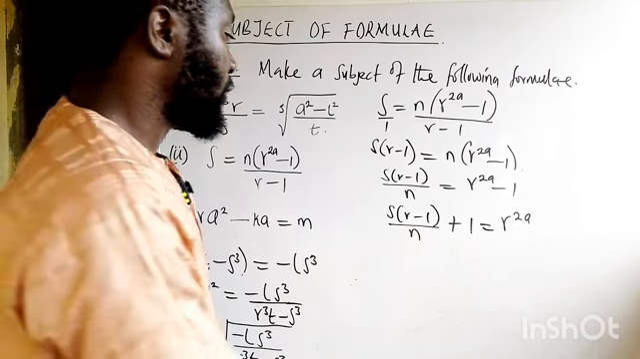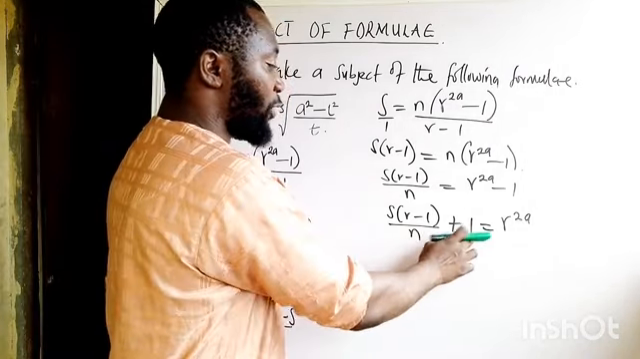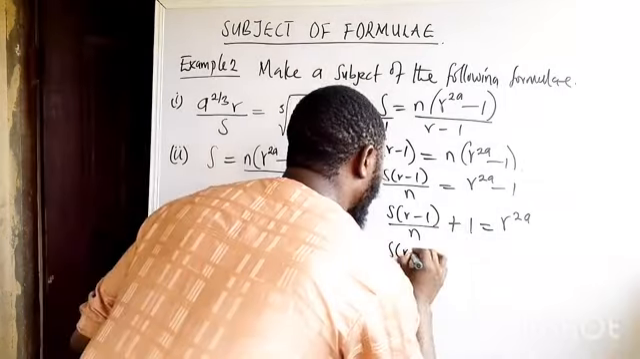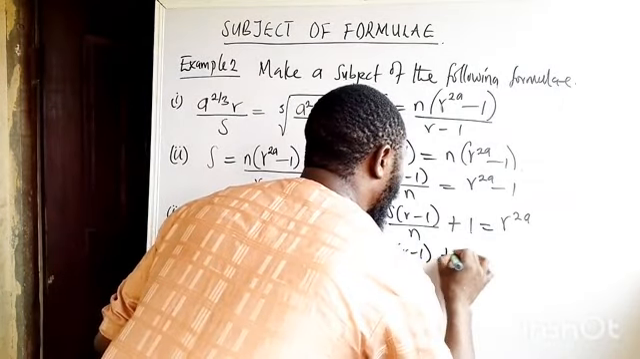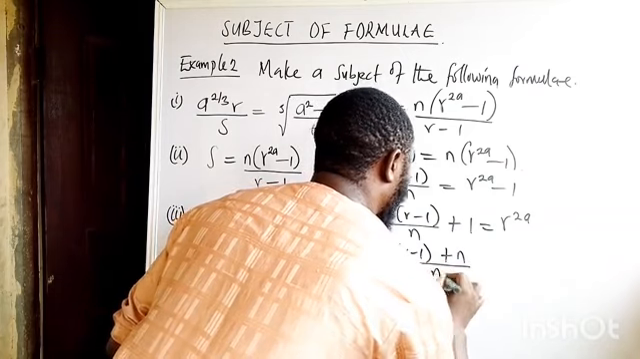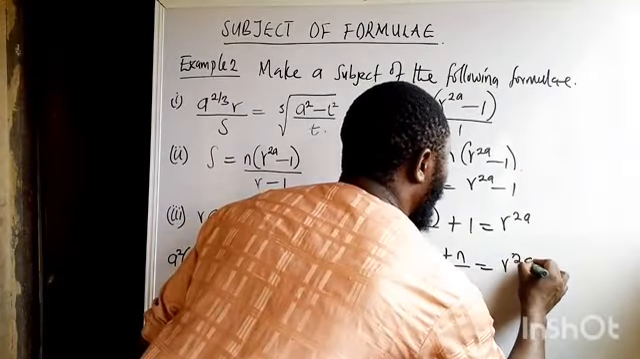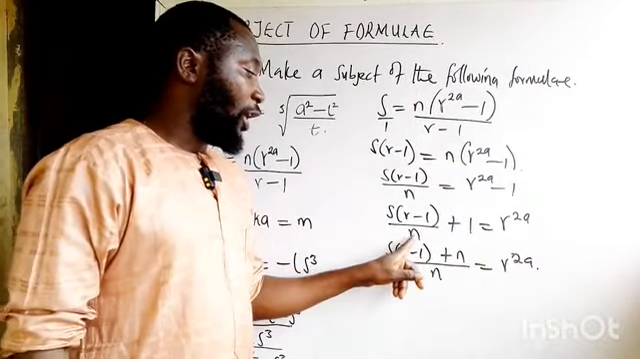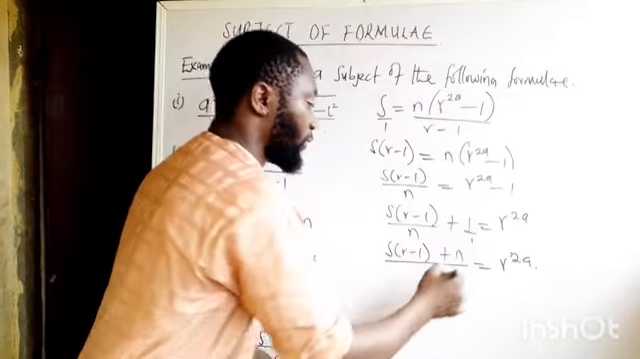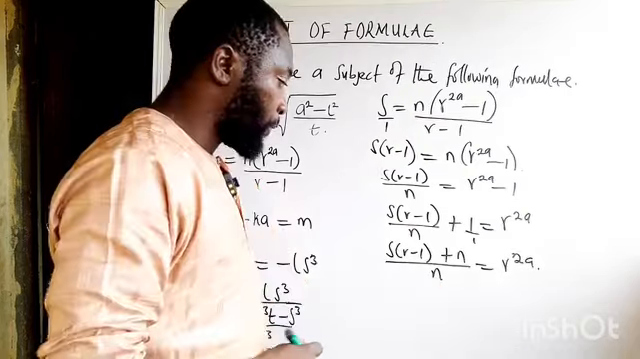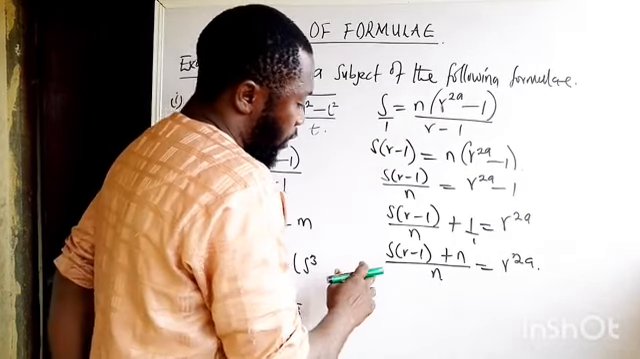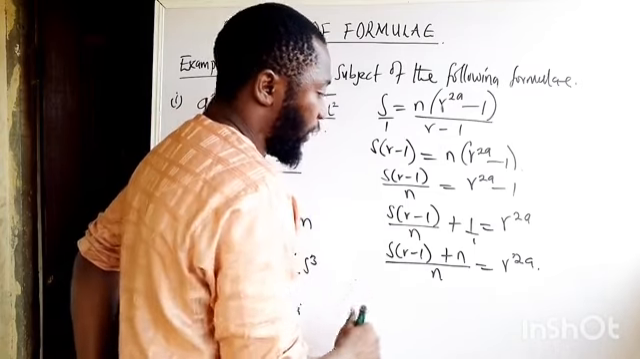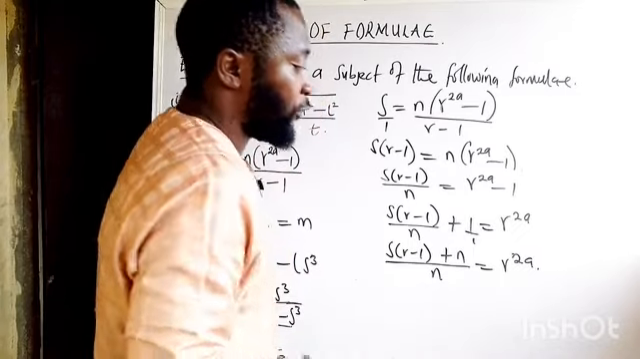For convenience, you may first decide to take the LCM here so that you have s(r minus 1) plus n, divided by n, equals r to the a. Hope you understand this. The LCM here, this is 1 over 1, and the LCM here is n. So s(r minus 1) plus n, divided by n, equals r to the power of 2a.